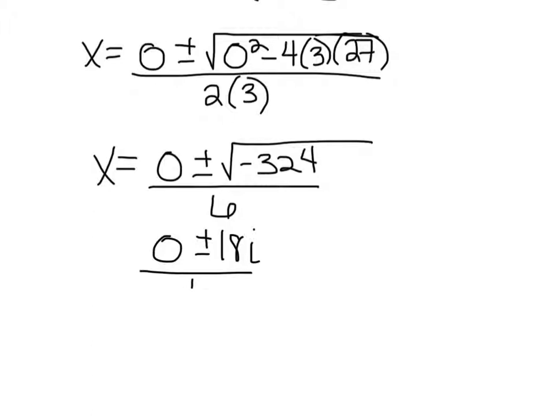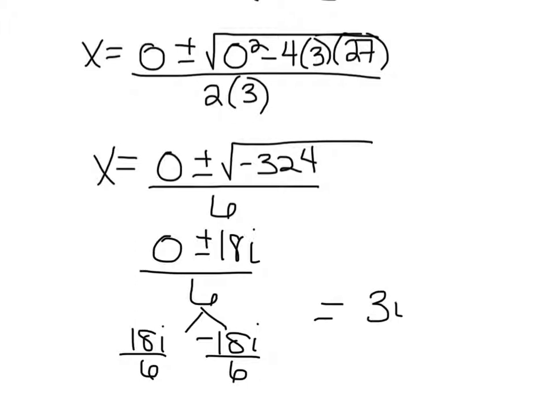All over 6. Well, we still have two answers here. The 0 plus or minus we can actually get rid of. So it's like having a positive 18i over 6 and a negative 18i over 6. Well, 18 divided by 6 is 3, so we have a positive 3i and a negative 3i as our answers.